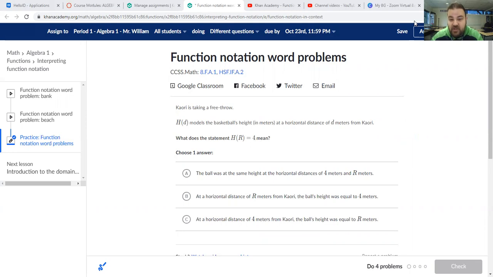Our input is always going to be inside parentheses. And for all these problems, ignore what's beneath this point to begin with. In the beginning, you need to read what's up top. For all these problems in this section of Khan Academy, you've got to really understand the context before you start looking at the specific problem. Corey, that's what I'm going to call this guy. Corey is taking a free throw. Don't know if he made it or not. H of D models the basketball's height in meters at a horizontal distance of D meters from Corey.